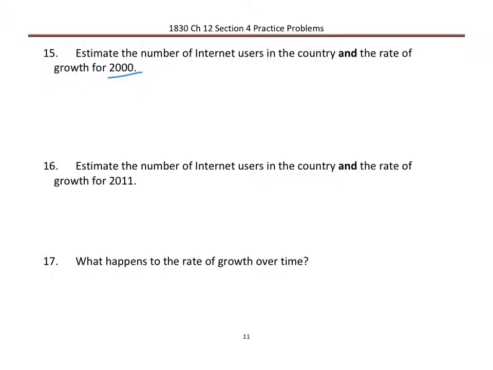In 2000 and 2011. And then we're also going to make that same estimate for the year 2000 and for the year 2001. And we're going to answer the question then, what happens to the rate of growth over time? So at the bottom of this page, I'm going to build a table to help us answer that question.